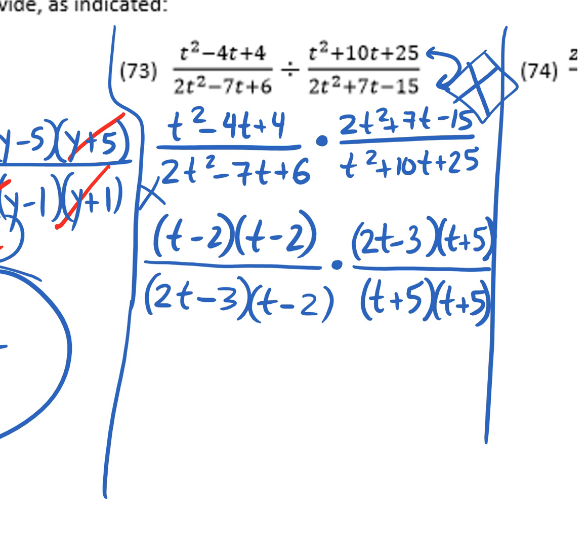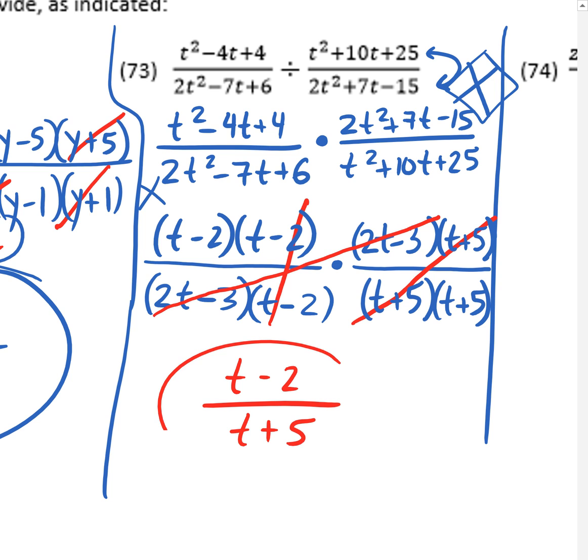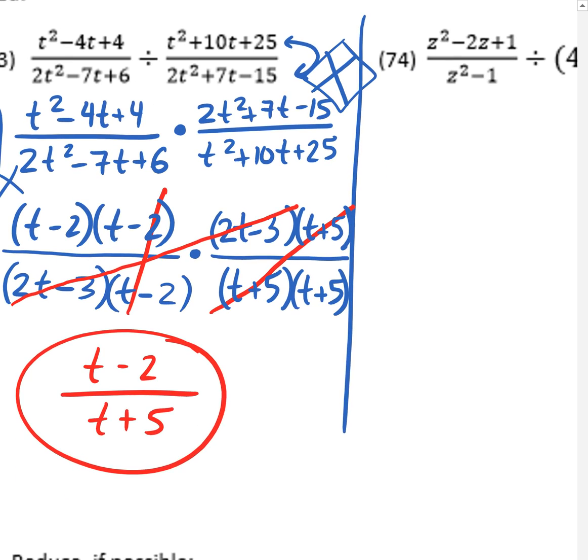Alright, now I can start trying to cancel stuff. The first thing I saw was t plus 5's cancel. At least one of the ones on the bottom cancels with the top one. T minus 2's cancel here, and then on the diagonal, 2t minus 3's cancel. So on the numerator, all that's left is one of the t minus 2's, and the denominator, one of the t plus 5's.